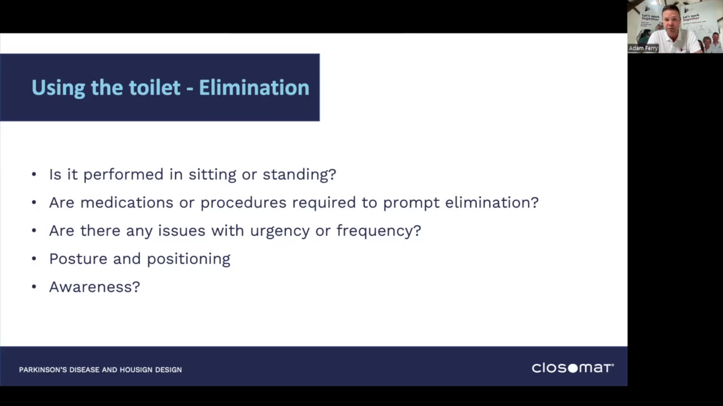Do they have any issues with urgency or frequency? Again, what's their posture or positioning when this is happening? Someone's posture and positioning when they first sit on the toilet might be quite different to when things are actually happening. They might start to lean to one side, or they might adopt a different postural sitting position in order to allow this to happen more comfortably.